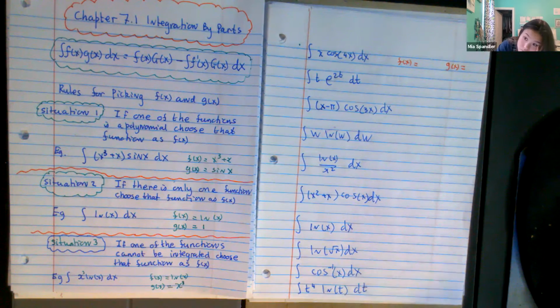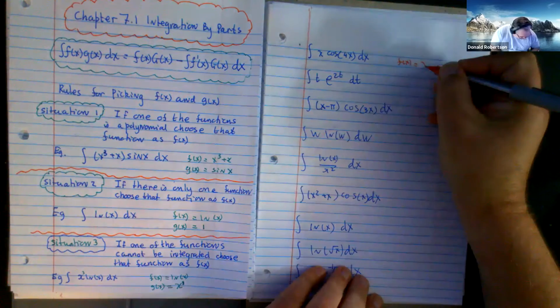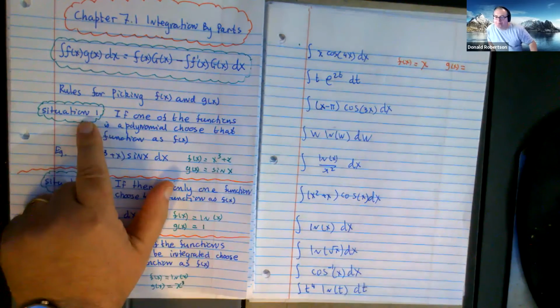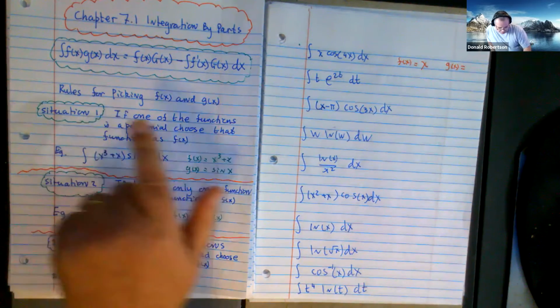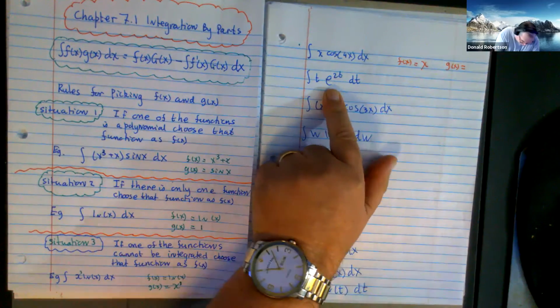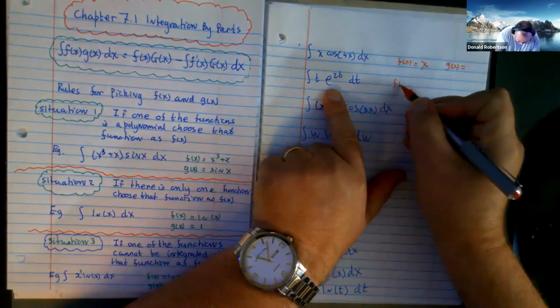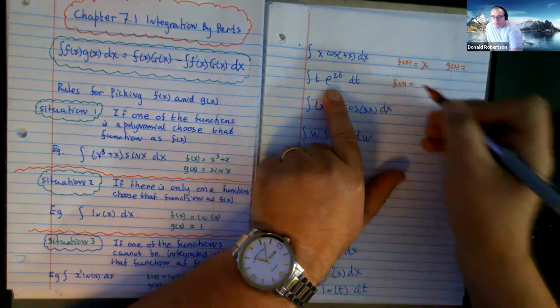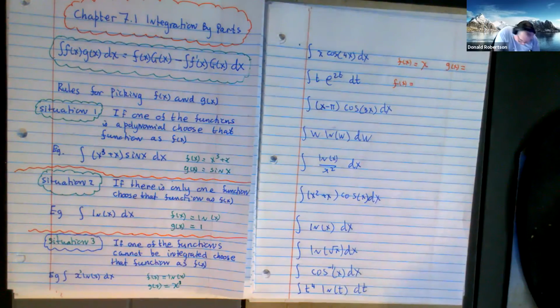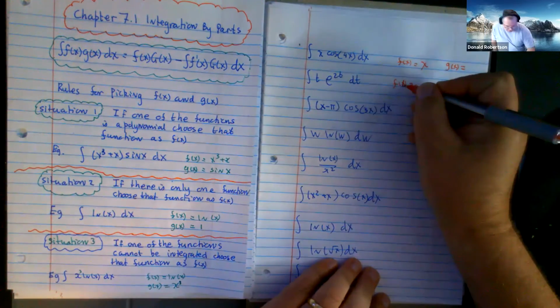X. Great. That would come under what? Situation 1, right? What about this question? Let's just do who you pick as f of x, because g of x is whatever's left, right? Who would you pick as your, I guess I should call it f of t. Who should you call your f of t here?